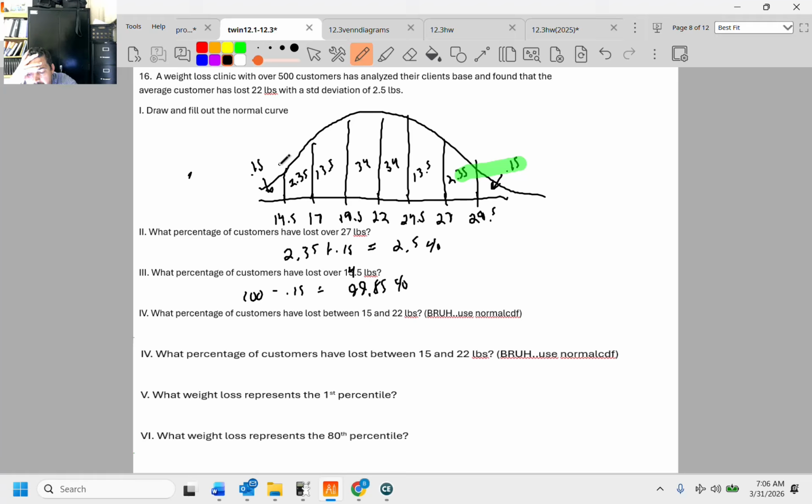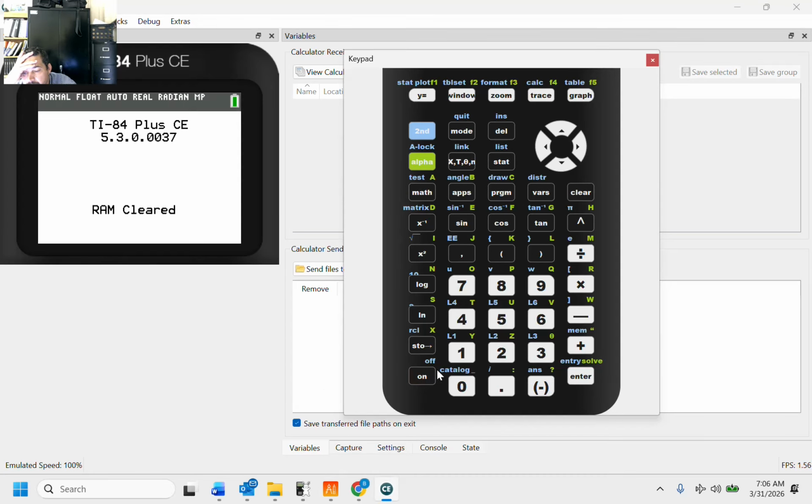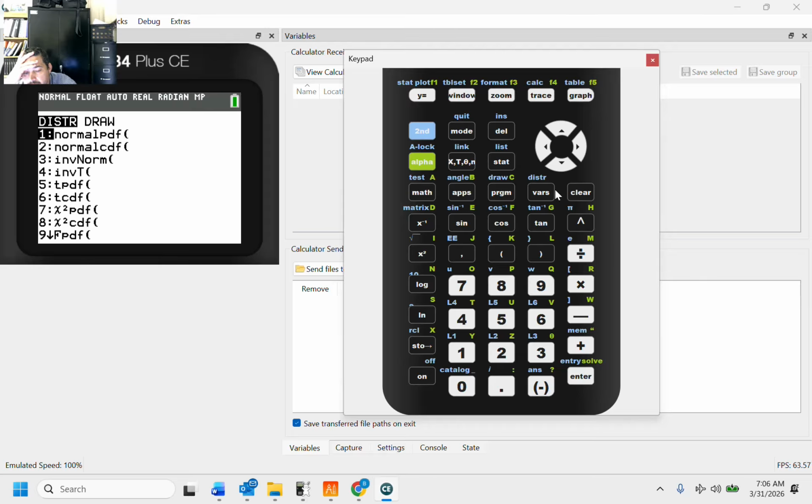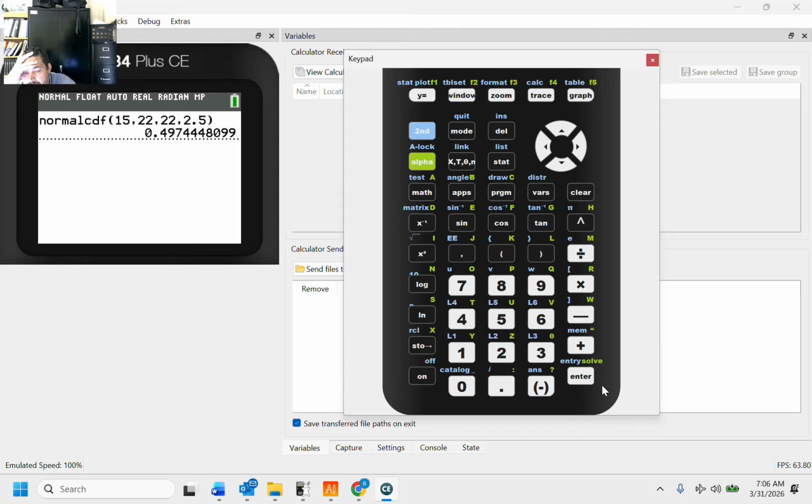What percentage of customers have lost between 15 and 22? I don't see 15 on here, and this one's not a typo. And it even says, bruh, use normal CDF. So we're going to use normal CDF. We go to second, VARS, normal CDF. Seems like the numbers were 15 and 22. And they were. Lower bound is 15, upper bound is 22. The mean here, I believe, was 22, and the standard deviation was 2.5. And then I pasted. So 0.4974.